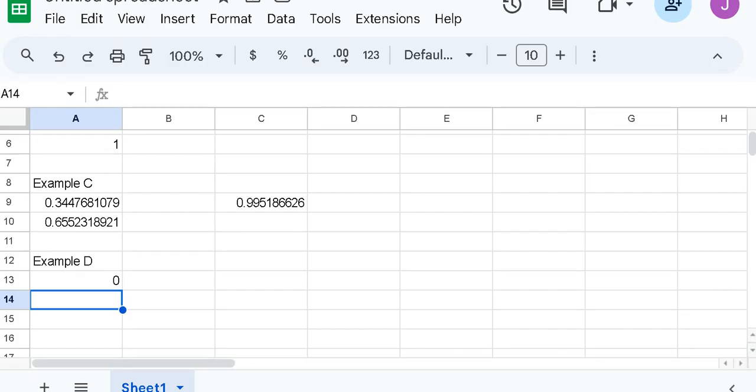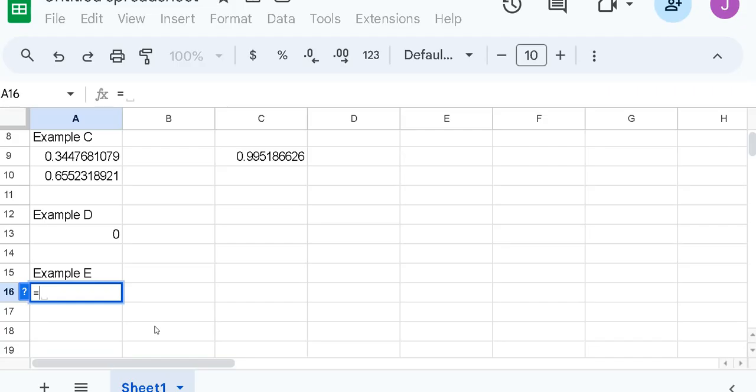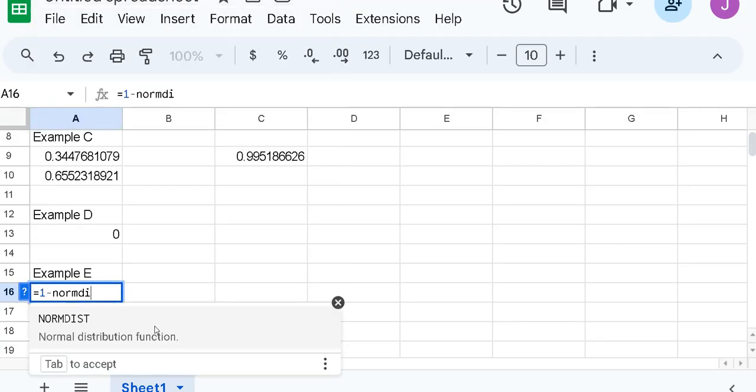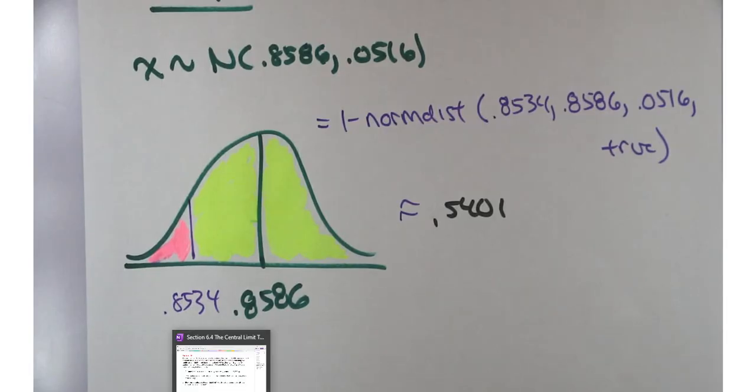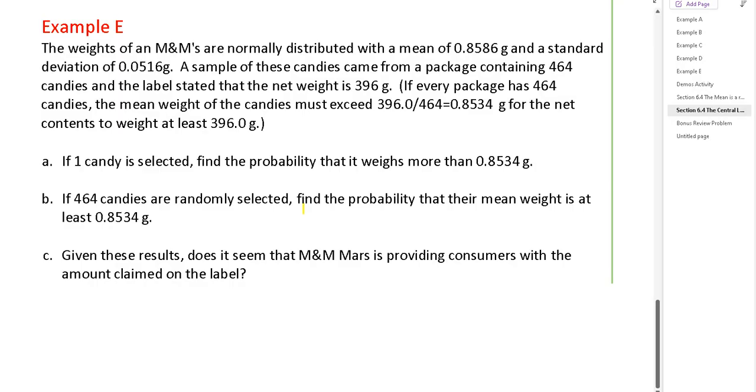Let's go here. Example E. As I'm looking at this problem, I'm making a little mental note to myself not to give you something that involves quite so many decimals. 1 minus norm distribution, 0.8534, 0.8586, 0.0516, true. So about a 54% chance, 0.5401. So if one candy is selected, find the probability that it weighs more than 0.8534 grams.